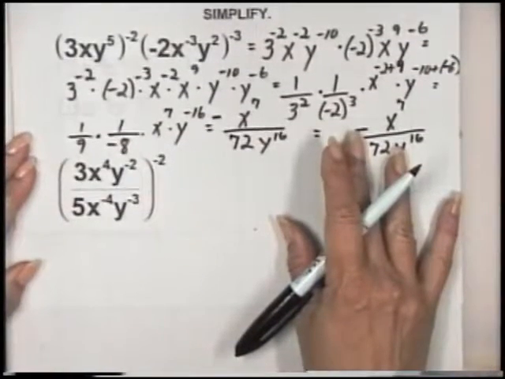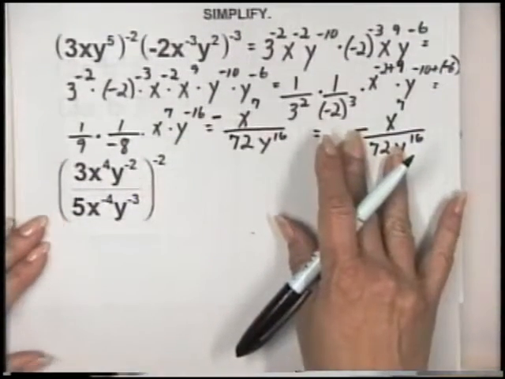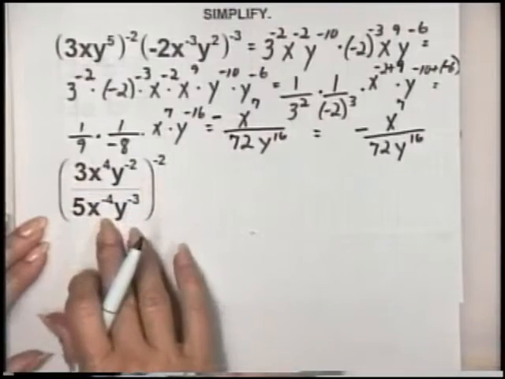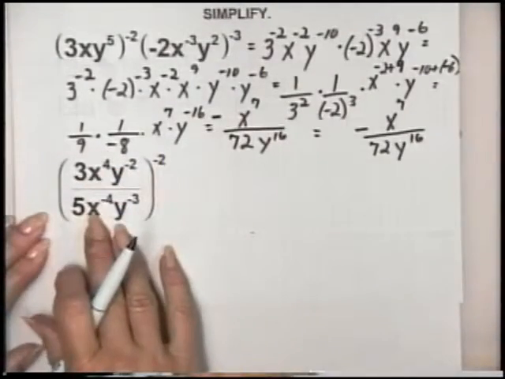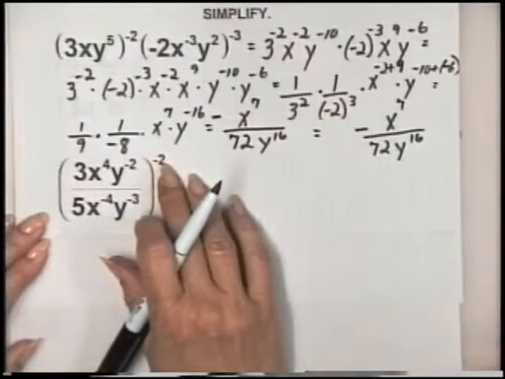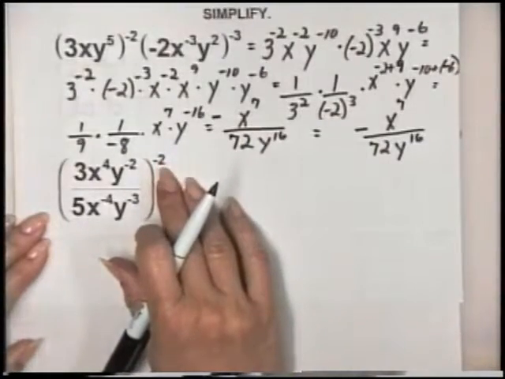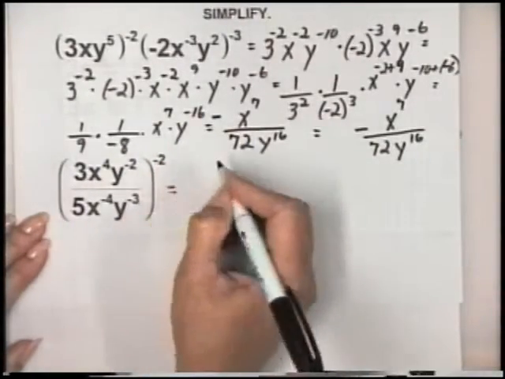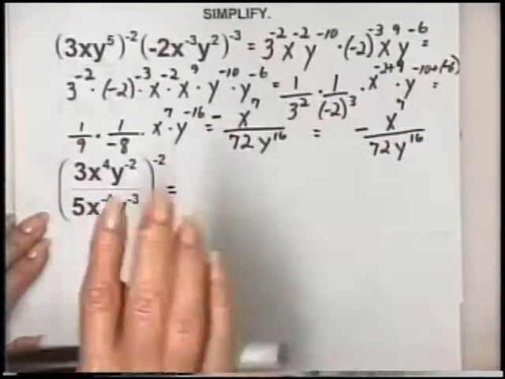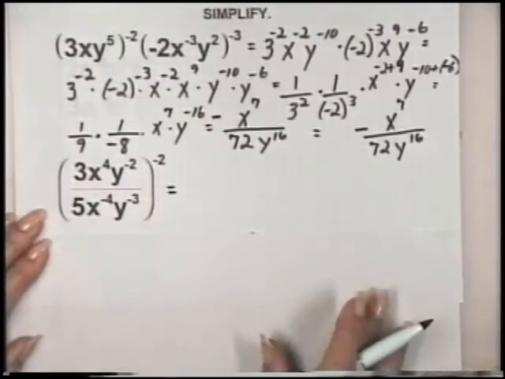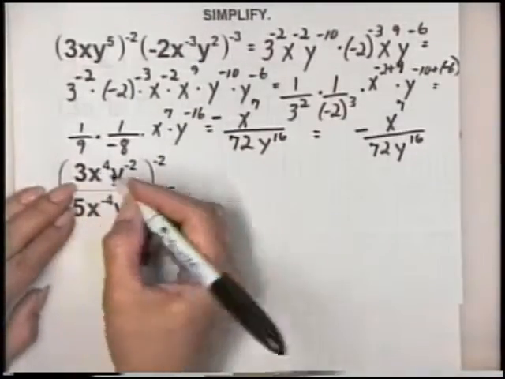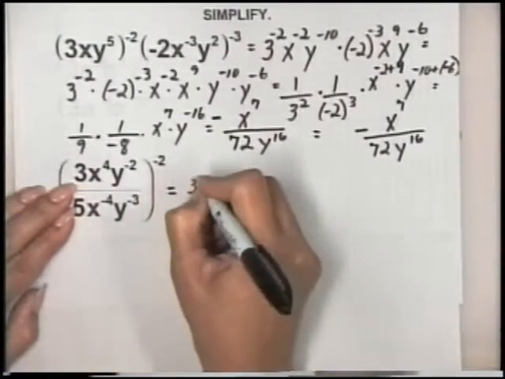Okay. Now this time I am simplifying, but please notice I have a division problem. I have a quotient. When I have a quotient raised to a power, I apply my power first. So let's apply this -2 to every factor in the numerator and every factor in the denominator.